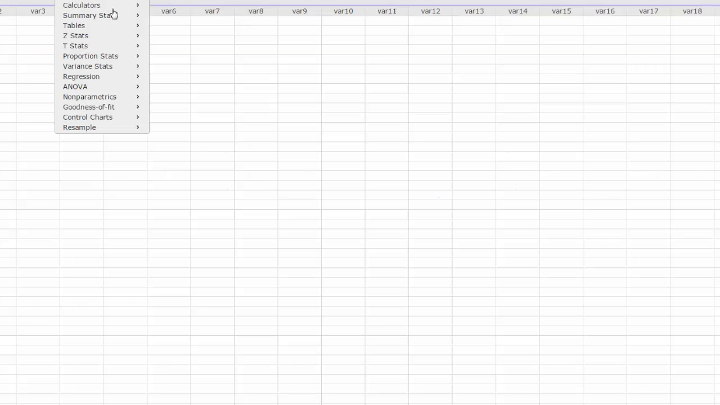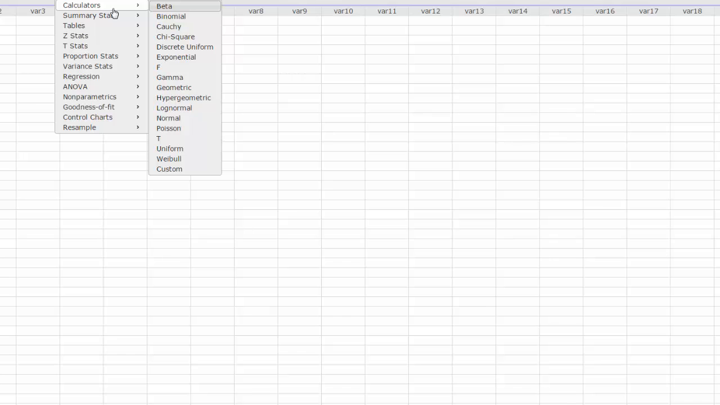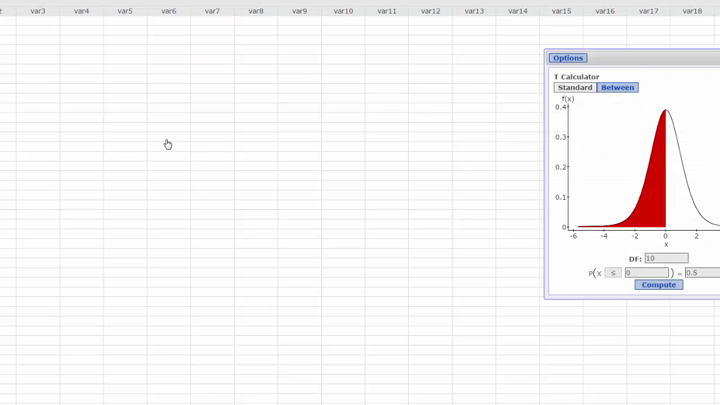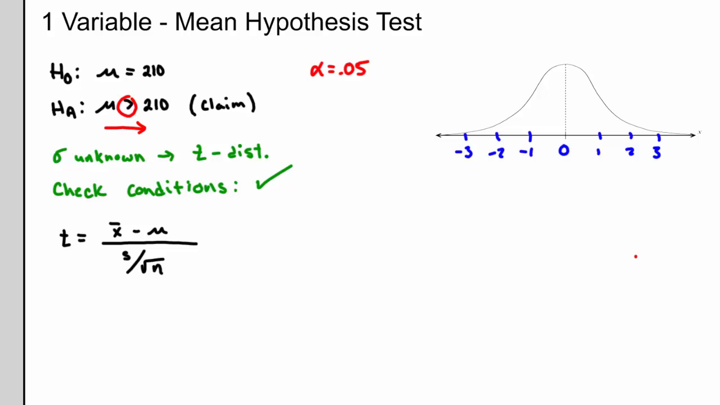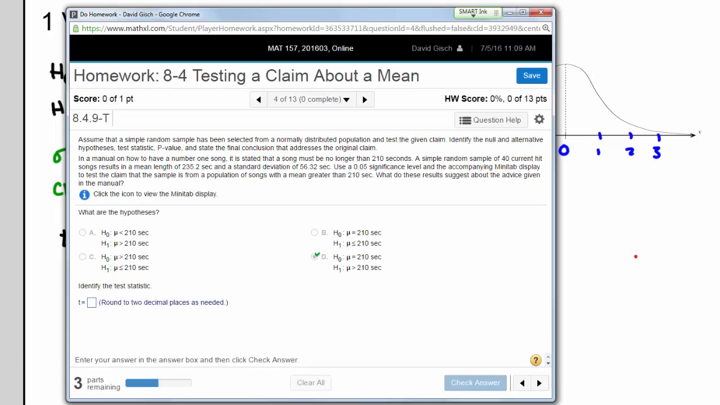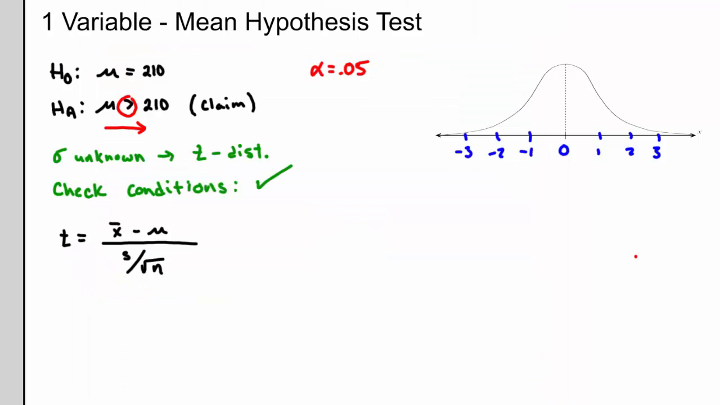And critical values, again, come from the calculators. But we are using a t-distribution now. And the big thing with the t-distribution is the degrees of freedom. And I did not write that down. So let's go back. What was our sample size? 40. So the degrees of freedom is n minus 1. So let's make a note of that. The degrees of freedom is 40 minus 1, so 39.